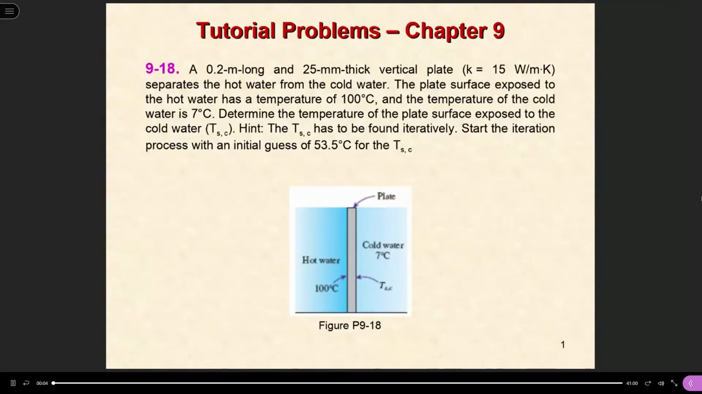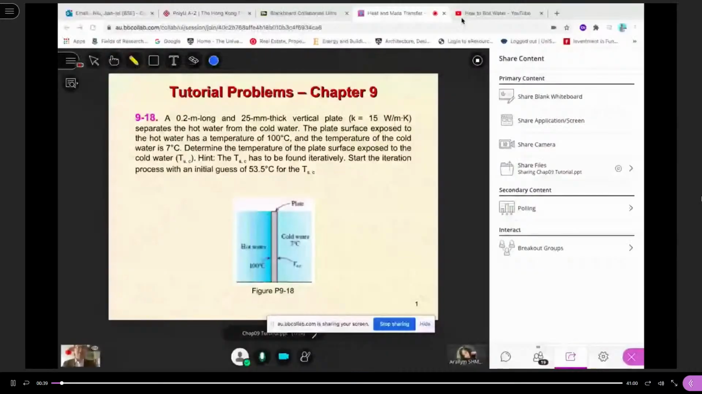Hello, everybody. Let's start our tutorial sessions. But before we look at the tutorial problem, I just wish to share with you something from the website.